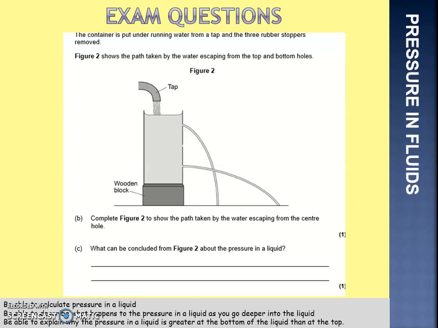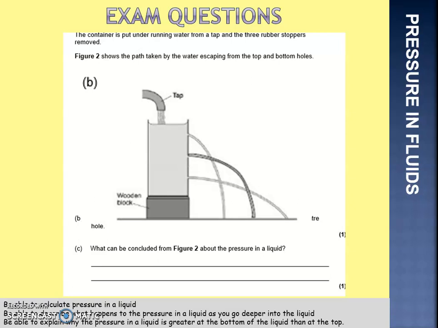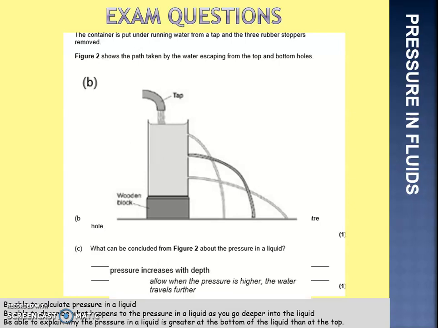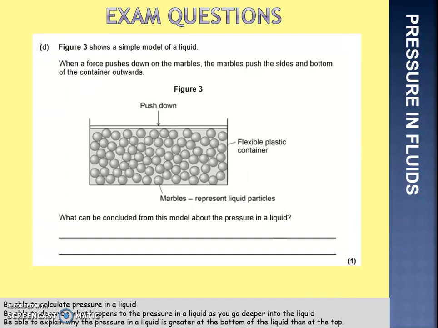Okay, so the path taken by the water escaping from the centre hole, you needed to draw that. So it needed to come out slightly more than the one above it, but not as much as the one below it. What can be concluded from that about the pressure in a liquid? Well, we can state that pressure increases with depth. Next question, pause the video and attempt that one.